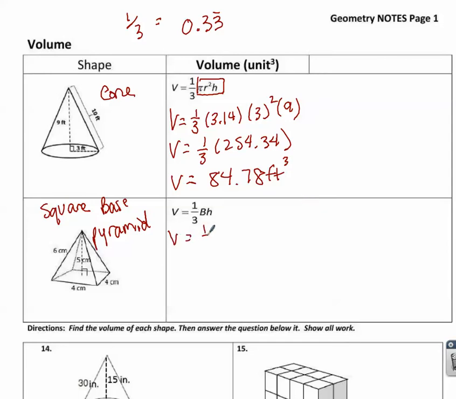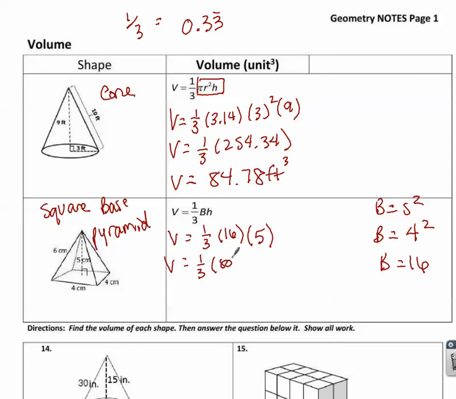Now let's look at the volume of a square-based pyramid. 1/3 times capital B, which means the area of the base. So the area of the base will be 16, because that's going to be 4 times 4, times your height, which is 5. So you want to show 16 times 5, you get 80. Now you can multiply that by 1/3.